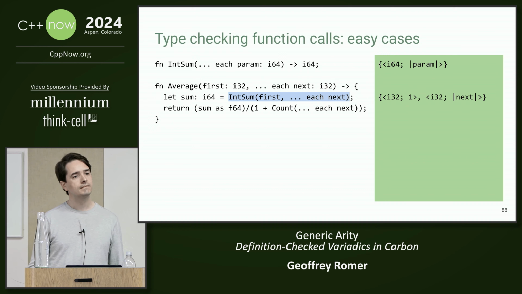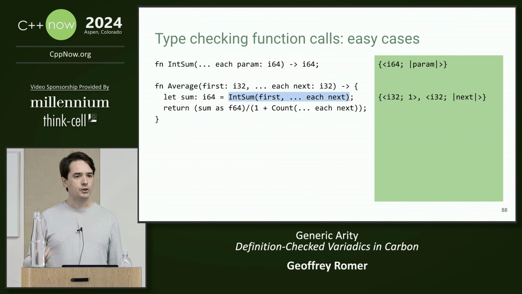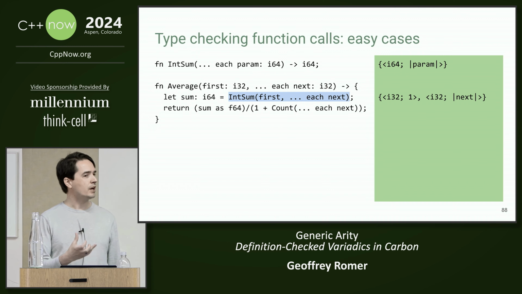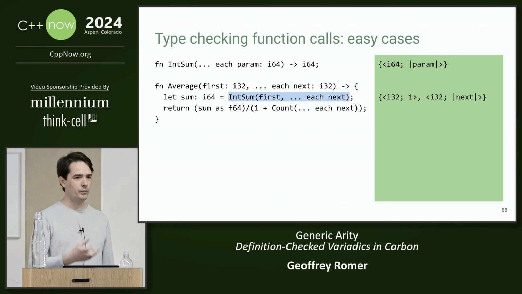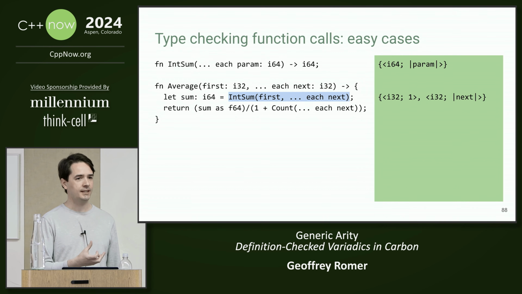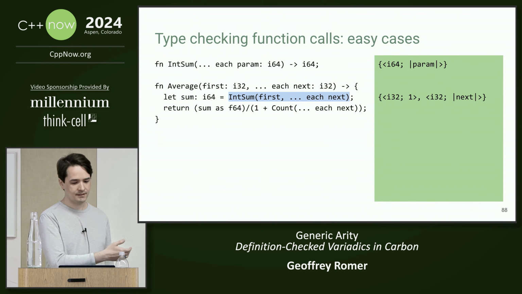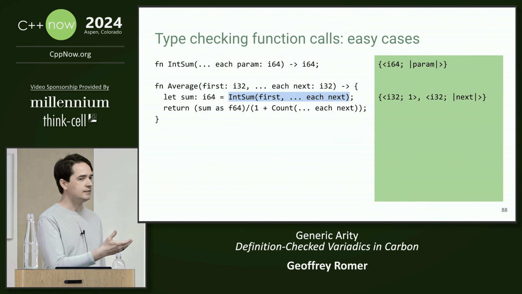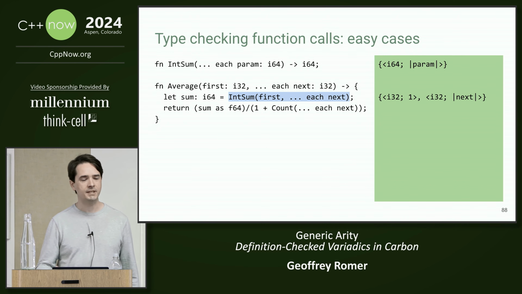Sorry, can you repeat what you said there? I missed it. Basically, there's only one parameter segment here. So when we go to check each argument against the parameters, we need to figure out which segment to check it against. But that's easy because there's only one segment that we could possibly be checking it against. So we check it against that one. We check the first argument against the type I64 because there's nothing else that it could potentially match with. Got it.